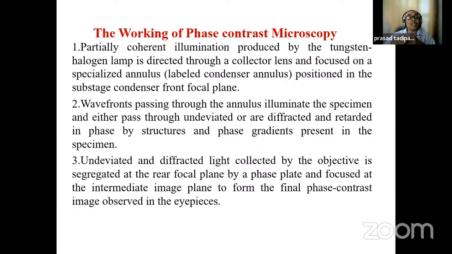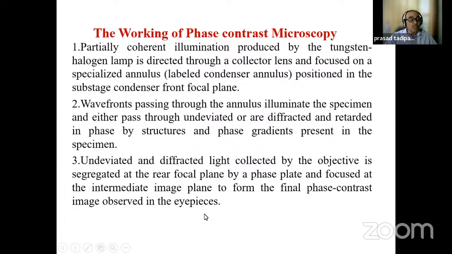So whatever phase gradients are observed depend on the thickness of the specimen and its refractive index. Because of the change in refractive index, the light passes through the specimen at different speeds, and it gives a small variation in the phase. The undeviated and diffracted light collected by the objective is segregated at the rear focal plane by a phase plate and focused at the intermediate image plane to form the final phase contrast image.